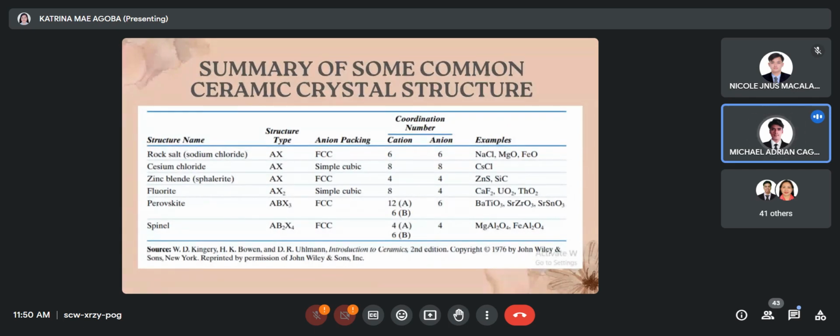Tapos anion is 6. For spinel, AB2X4. So for every 1A, there is 2B and 4X. Ang anion packing naman is FCC. For cation, 4A and 6 na B. For anion is 4. Yun lang po.